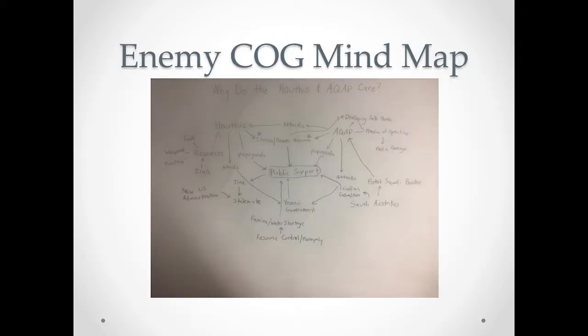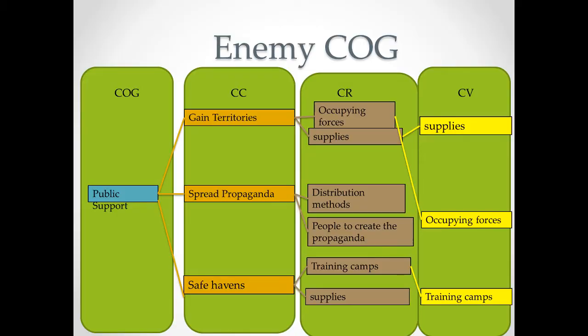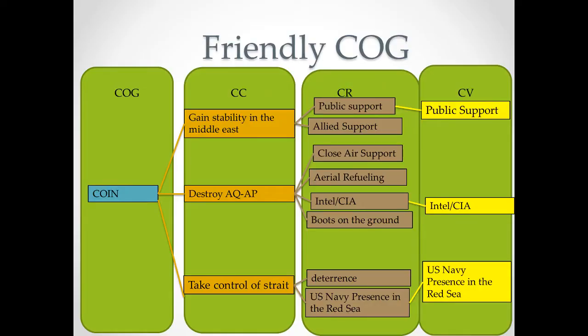Now moving on, that's another mind map. Next we have the enemy cog. Basically, the goal is you want to defend your friendly cog. These CVs are what you're trying to defend. You're trying to defend your ability to get public support. You're trying to defend Intel. You're trying to defend U.S. presence, U.S. Navy presence in the Red Sea. By defending all those things, you're able to more effectively defend your cog. Your end goal is to defend your cog from the enemy, because while you're trying to take their cog out, they're also trying to take your cog out.